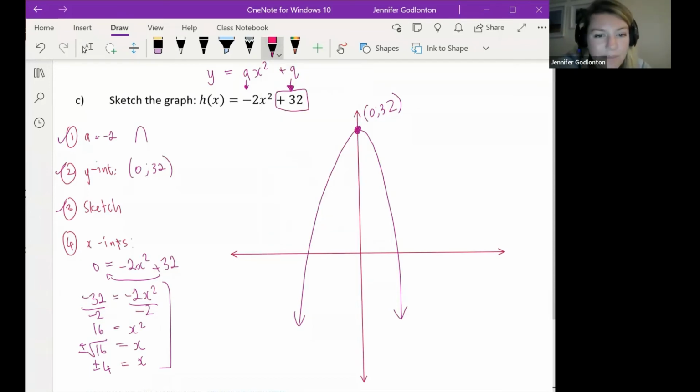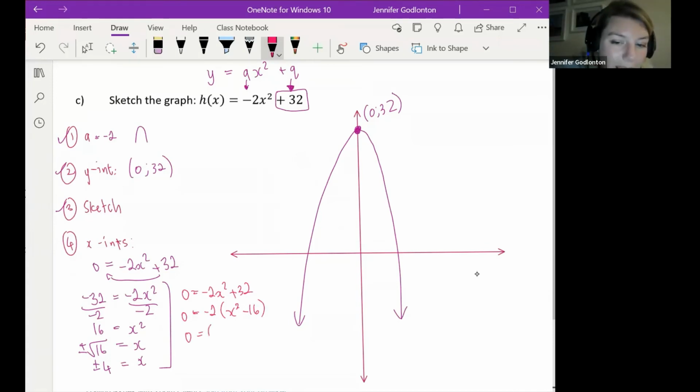Our other option is to do it as a factorization. So 0 is equal to negative 2x squared plus 32. I'm going to take out negative 2 as my common factor, and I'll be left with x squared minus 16. That negative 2 can fall away because 0 divided by negative 2 is 0. So I have x plus 4, x minus 4, which means x is equal to plus or minus 4. Same answer. The square root is easier. I'm not denying that.